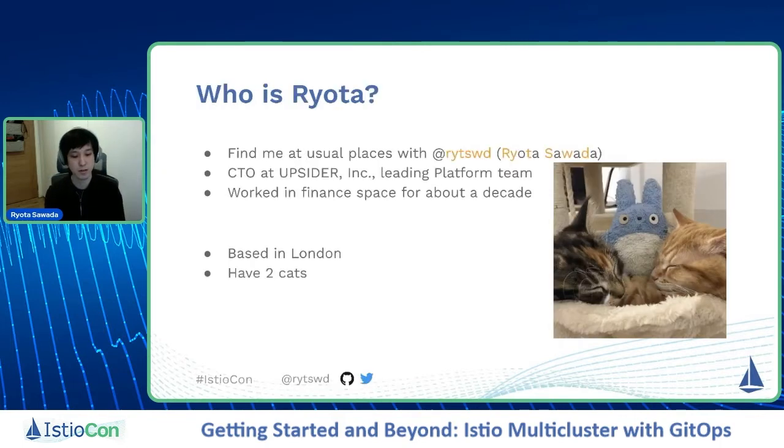So who am I? You can find me at usual places with Ryota Sawada, RYT SWD, or the vowels taken out from my full name. I'm a CTO at Upsider, leading the platform team, and also responsible for backend development. I have worked in the finance space for about a decade now. I'm based in London and have two cats, as you can see in the picture to the right. You can find the picture used as my profile picture at most places.